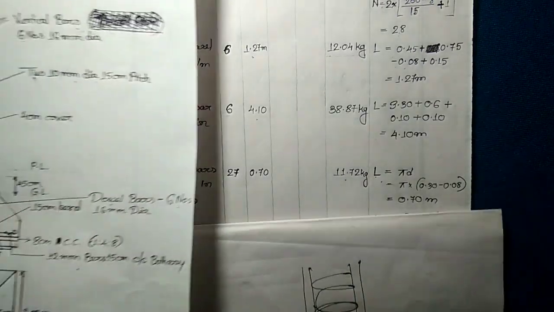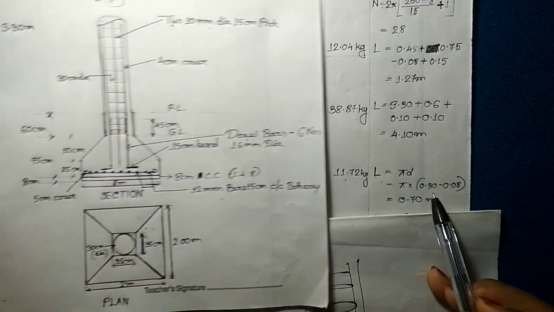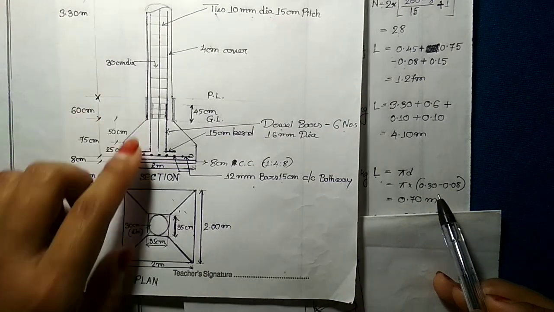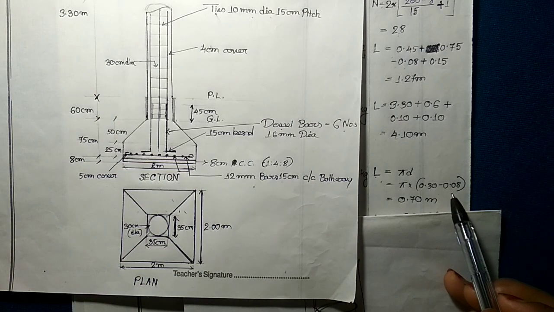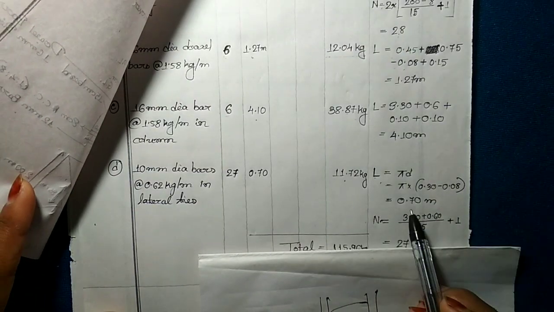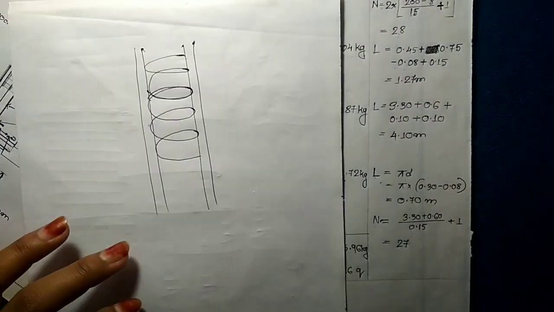See, the length will be pi d, and d will be, already the diameter is given as 30 centimeter, but we will deduct the clear cover, 0.08. So the length will be 0.7, and number, what is the number?